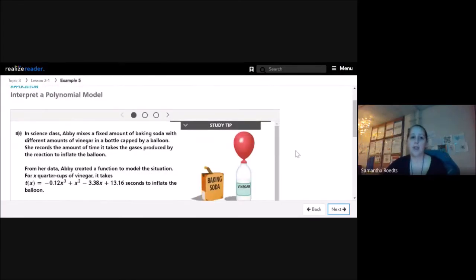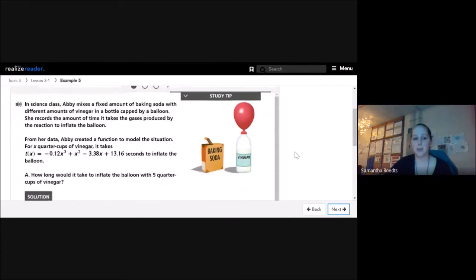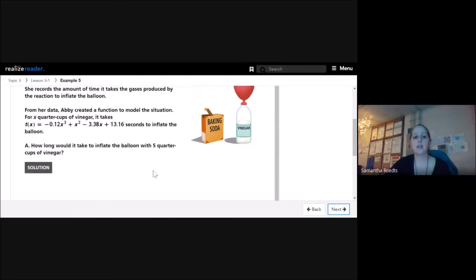All right, interpreting a polynomial model. In science class, Abby mixes a fixed amount of baking soda with different amounts of vinegar in a bottle capped by a balloon. She records the amount of time it takes the gases produced by the reaction to inflate the balloon. From her data, Abby created a function to model the situation. For x quarter cups of vinegar, it takes t of x equals negative 0.12x cubed plus x squared minus 3.38x plus 13.16 seconds to inflate the balloon. How long would it take to inflate the balloon with 5 quarter cups of vinegar?